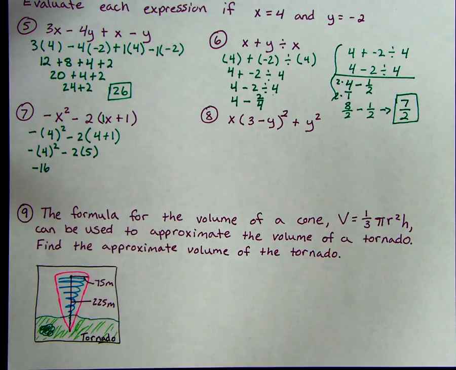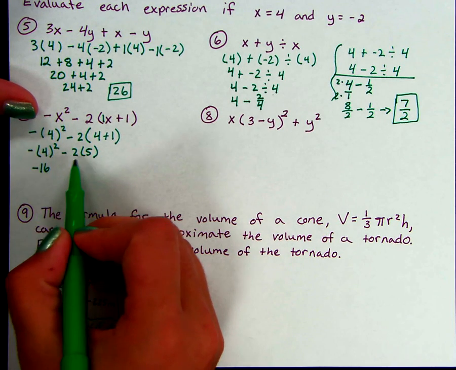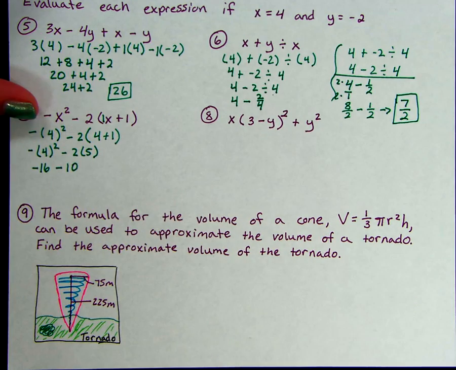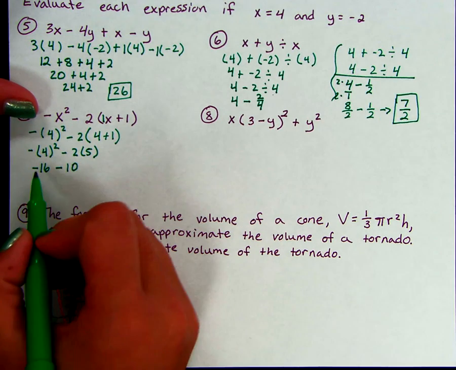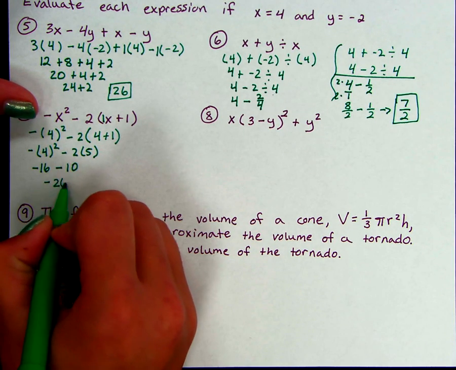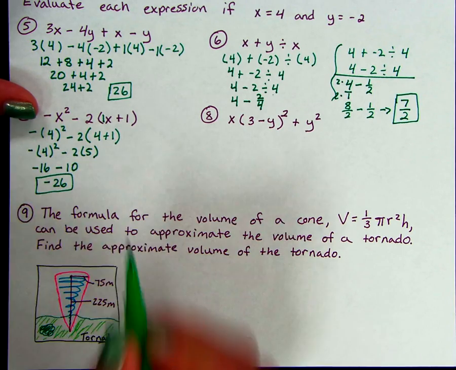And then, since we do multiplication from left to right, we can do this next. So negative 2 times 5 is negative 10. And now we can just combine. So negative 16 minus 10 is going to give us negative 26 as our final answer.